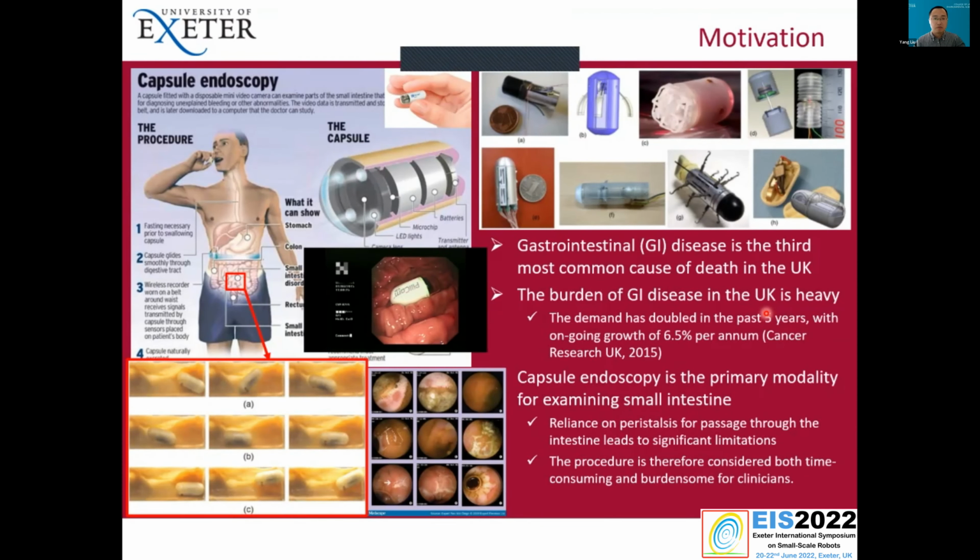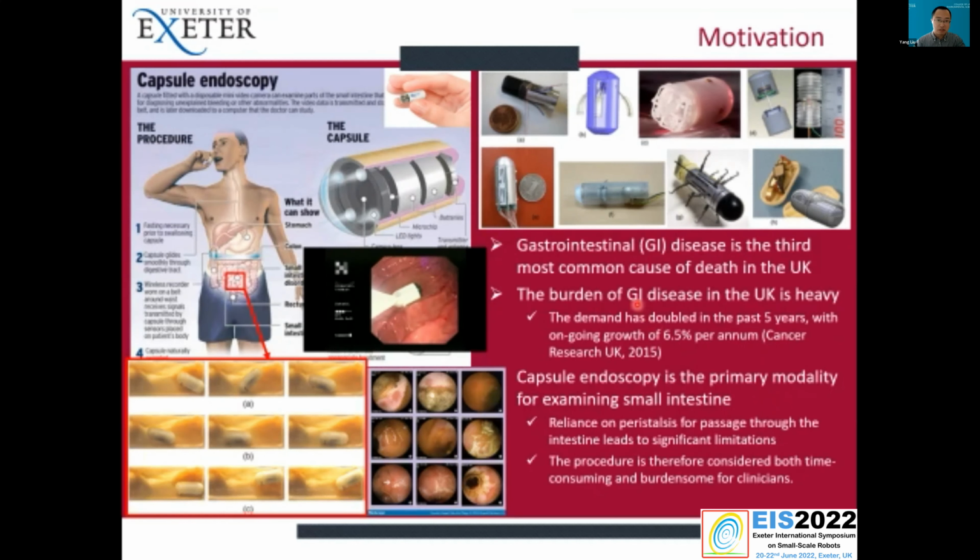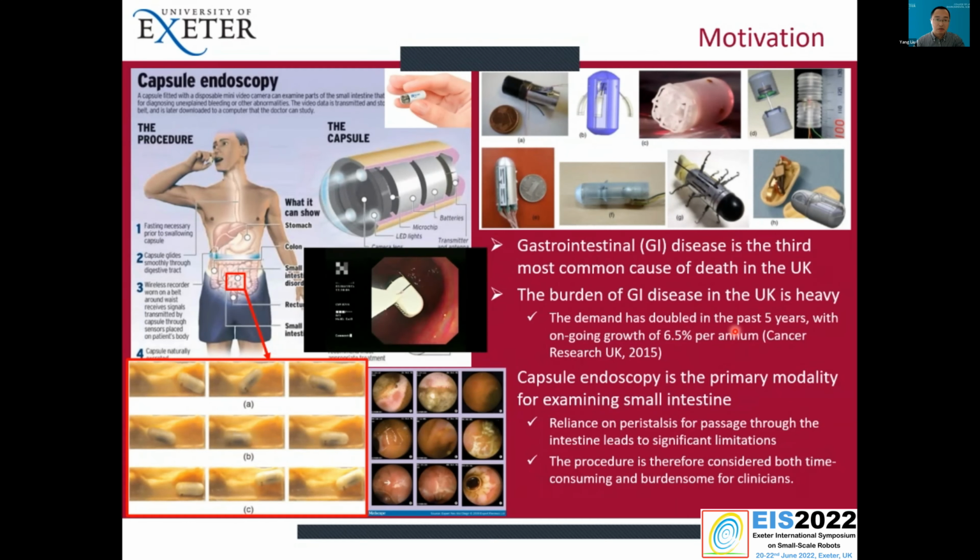Motivations. Capsule endoscopy is the primary modality for examining the small intestine. The burden of gastrointestinal disease is quite heavy in the UK and also in the world. The demand has doubled in the past 5 years, and it's growing every year. So what do capsule endoscopes currently do at the moment?